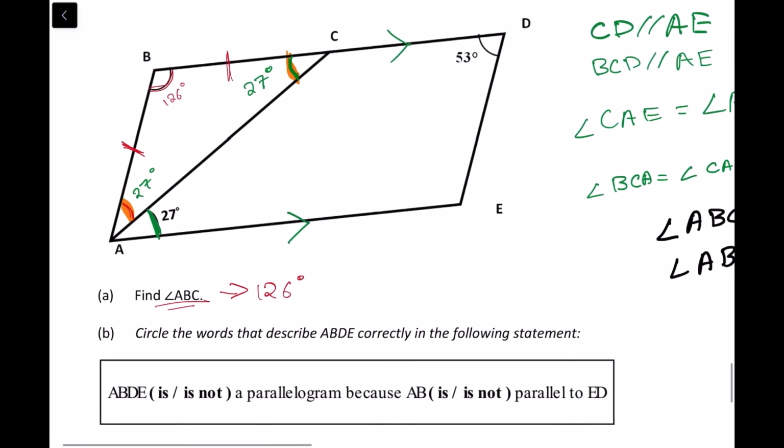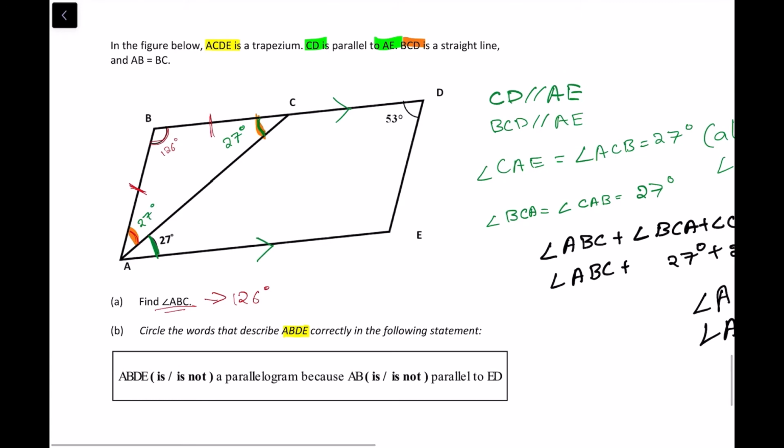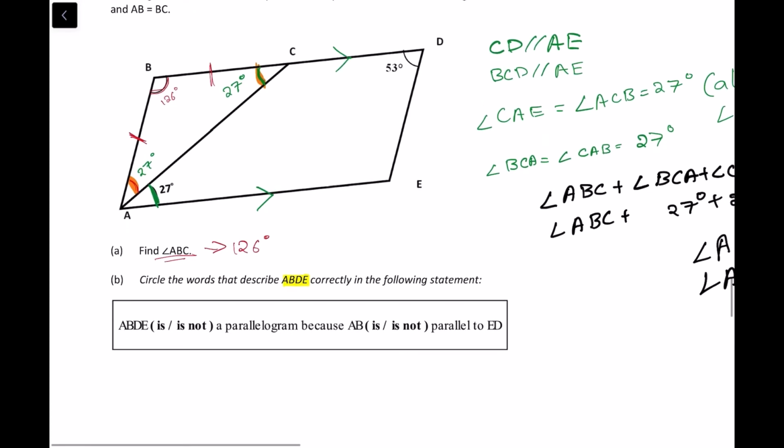Now part B. Circle the words that describe ABDE correctly in the following statement. Now over here we're talking about ABDE, which is this whole quadrilateral. Although the figure looks like a proper parallelogram, we won't be in the correct position to identify whether this figure is actually a parallelogram or not, as it is not stated in the question. So we can't just assume outright.